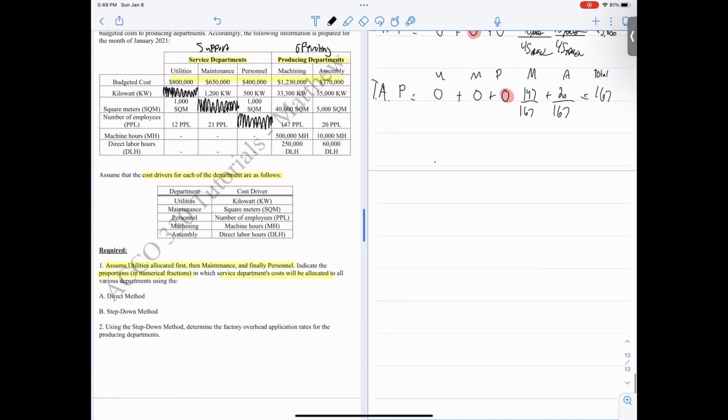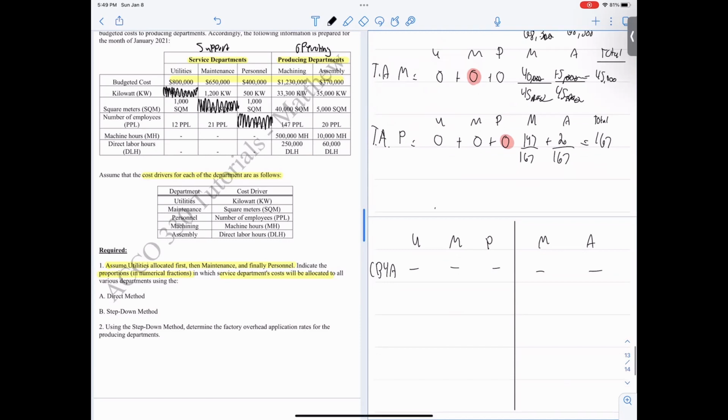So utilities, maintenance, personnel, machining, assembly, line down the middle. Cost before allocation, I don't care because I'm doing a proportion matrix. It's just required for step down.